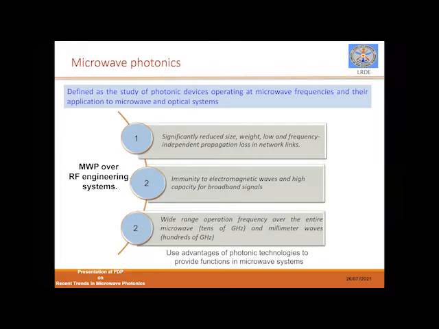So what are the advantages? Why do we require all these things? Do we really require this? Yes, the answer is yes, because these solutions can provide reduced size and weight, and low, frequency-independent propagation loss in network links. I will also expand on this particular point.